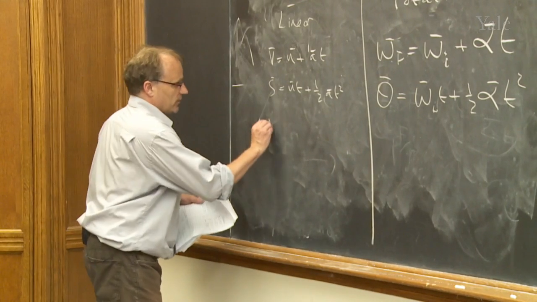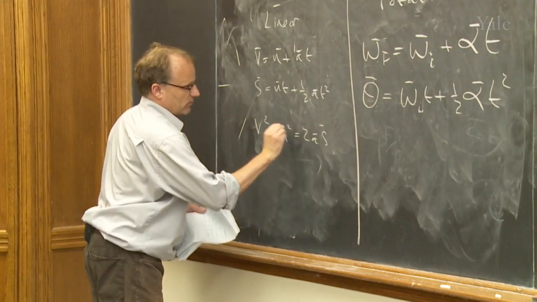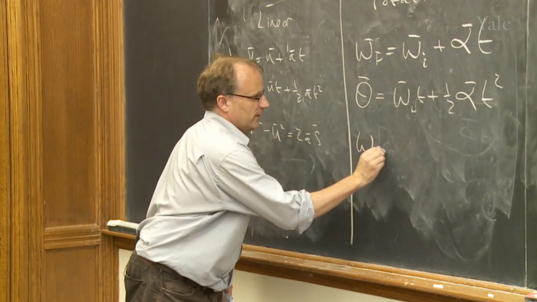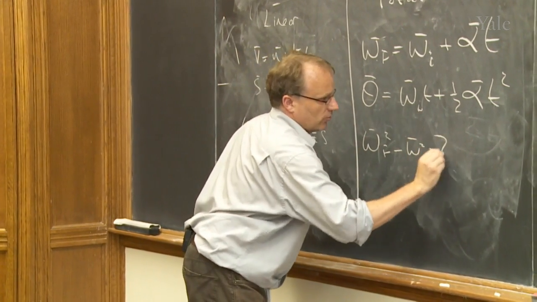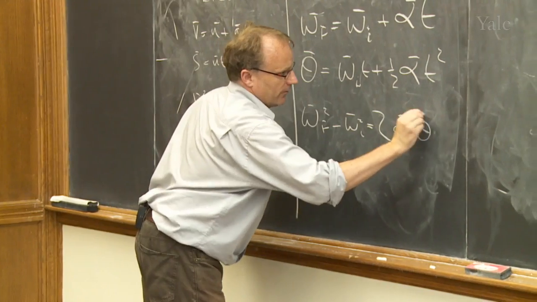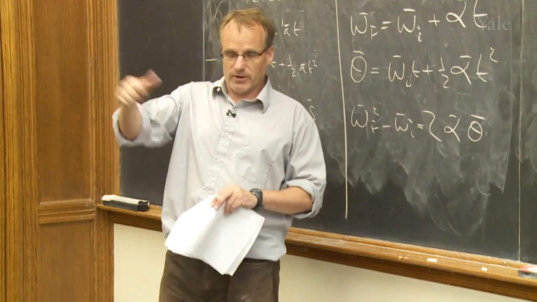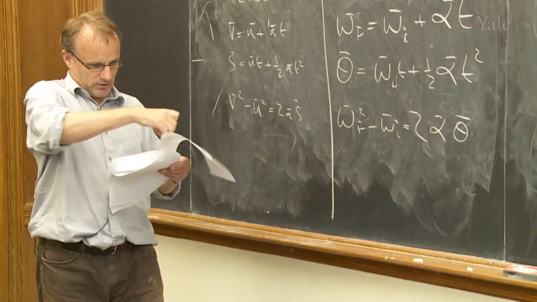And finally, if we take those two equations, we can get an equation which doesn't have time in it, which is often very useful. v squared minus u squared is 2as, vectors. And in this case, we'd have omega final squared minus omega initial squared equals 2 alpha theta. Remembering that the direction is given by the right thumb. The right hand thumb tells you the direction of the angular velocity.